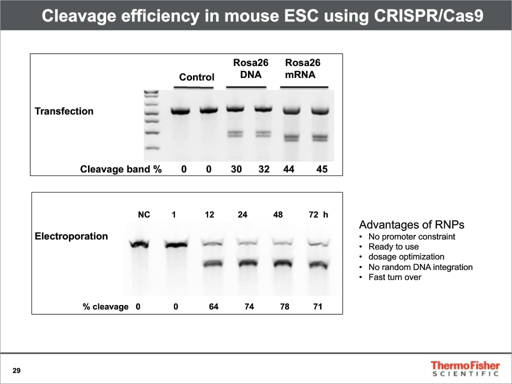Bottom picture describes the cleavage efficiency of CRISPR protein. In this format, we use guide RNA and Cas9 protein. Mouse ESCs were electroporated with RNP complex using Neon electroporation, and cells were collected at various time points, such as 1, 12, 24, 48, and 72 hours, as described on the top of the picture. Editing efficiency is shown below the picture. As you can see, editing efficiency of RNP is higher, and maximum editing efficiency is achieved at 24 hours post-electroporation.